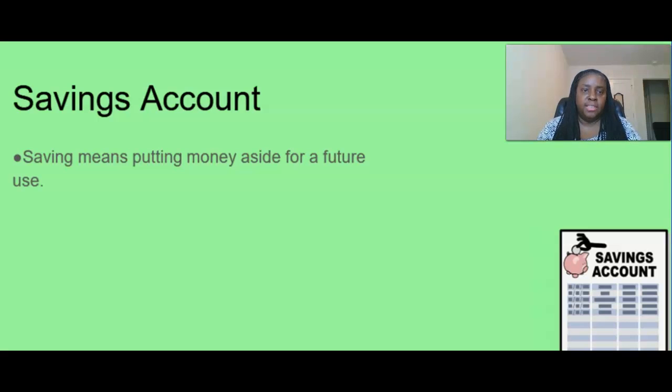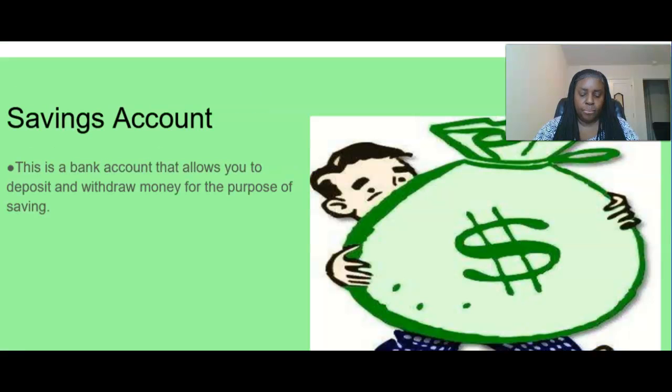Savings account. Saving means putting money aside for future use. A savings account is a bank account that allows you to deposit or withdraw money for the purpose of saving.